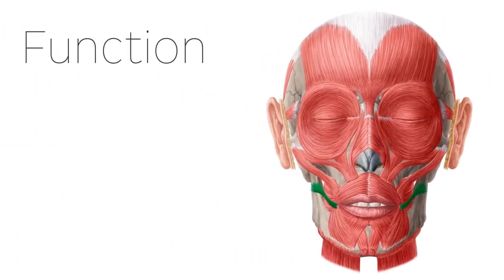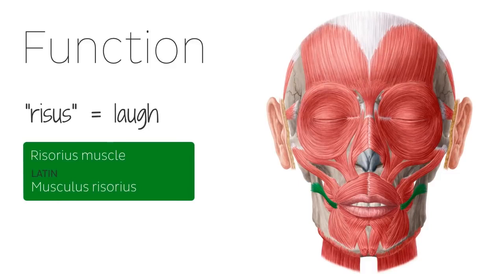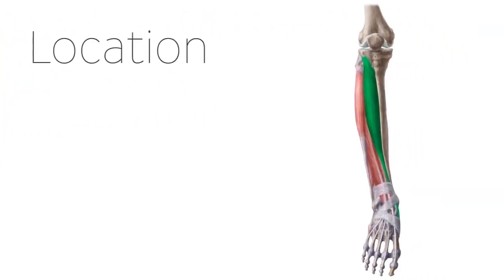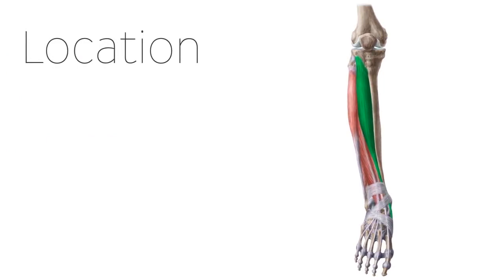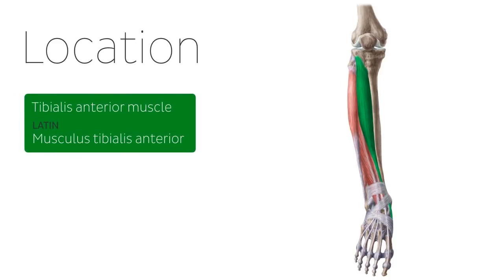And of course, there are also some muscles that have been named according to their function. For example, the Latin word risus means laugh, and therefore the muscle of facial expression that is used when a person is laughing is called the risorius muscle, and this muscle is sometimes simply referred to as the laughing muscle. Finally, some muscles are named according to their location in the body.